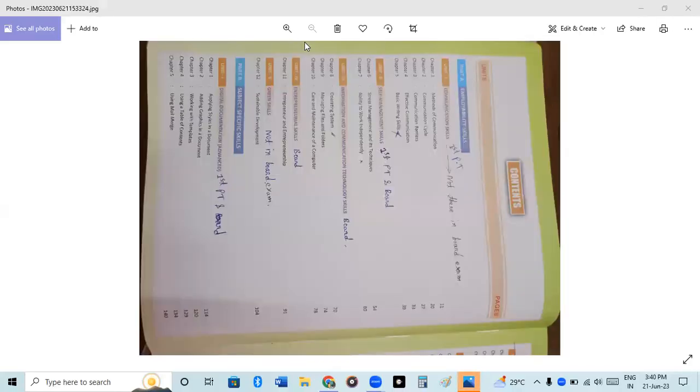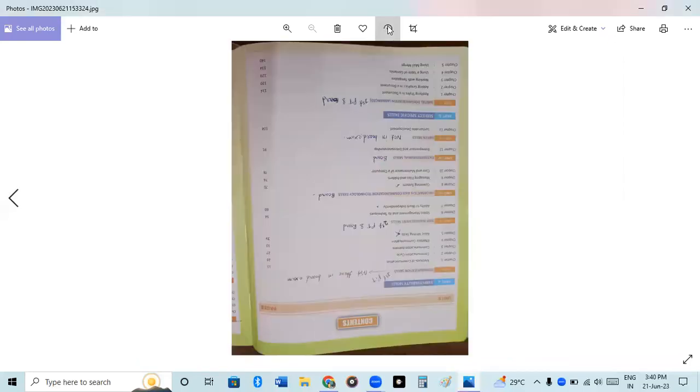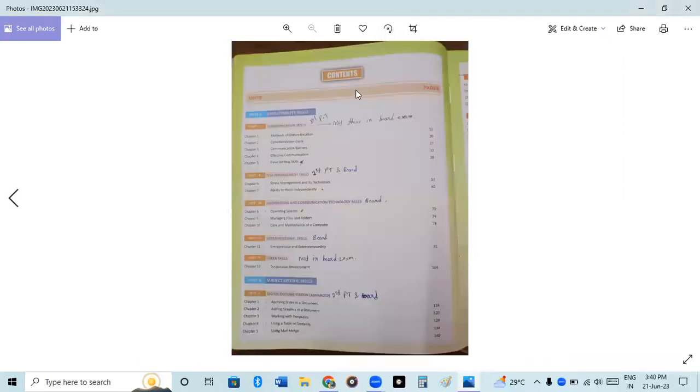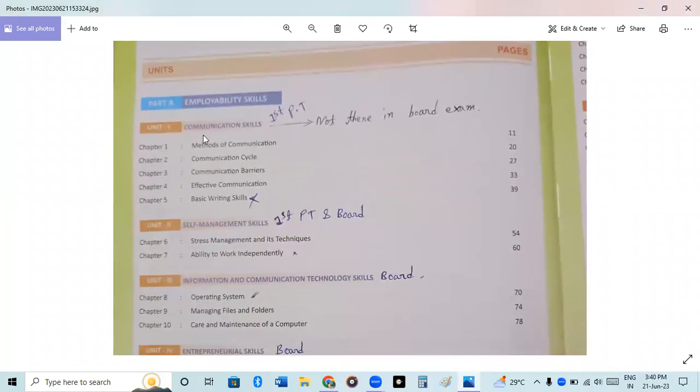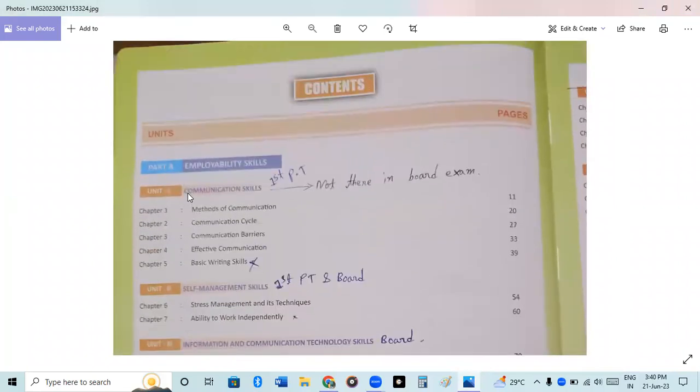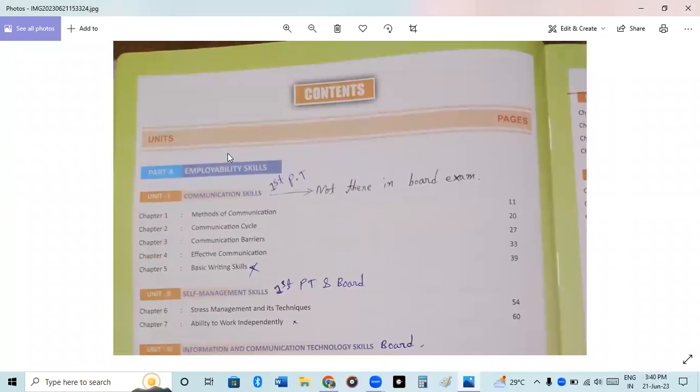This is the index for class 10. Index means the syllabus only. So if I show you the syllabus, it's basically the index of the KIPS class 10 IT book. Part A is employability skills. For class 9 also it was the same. Part A is employability skills.